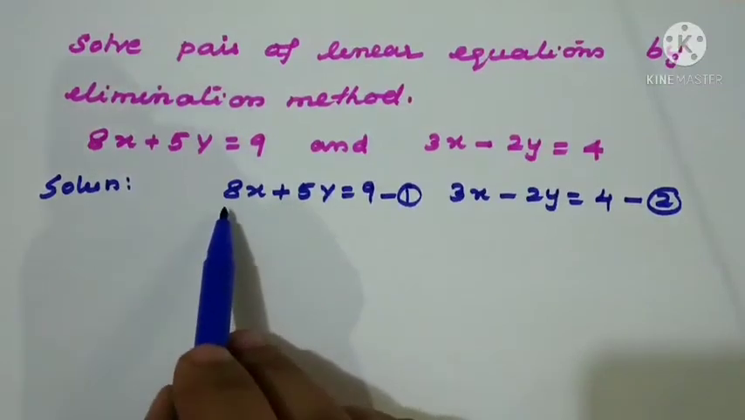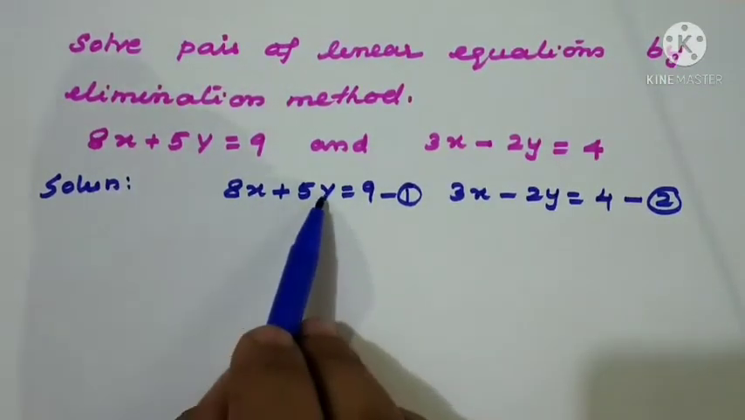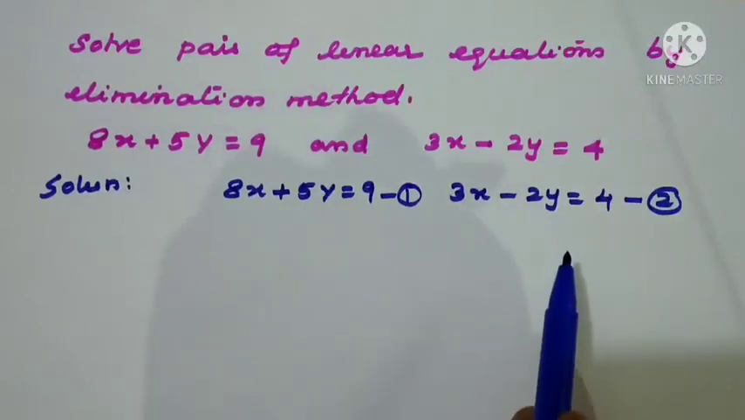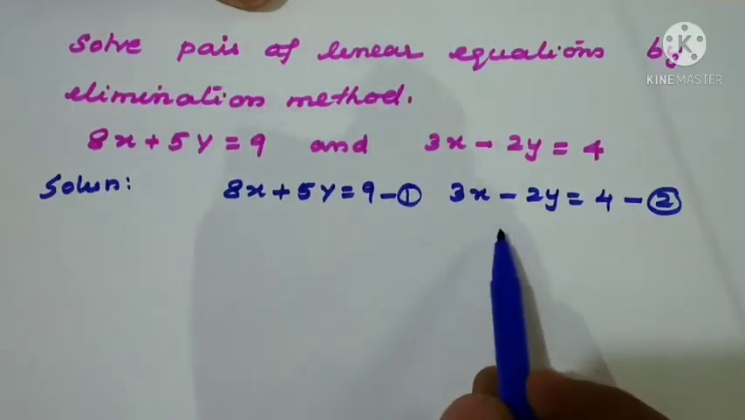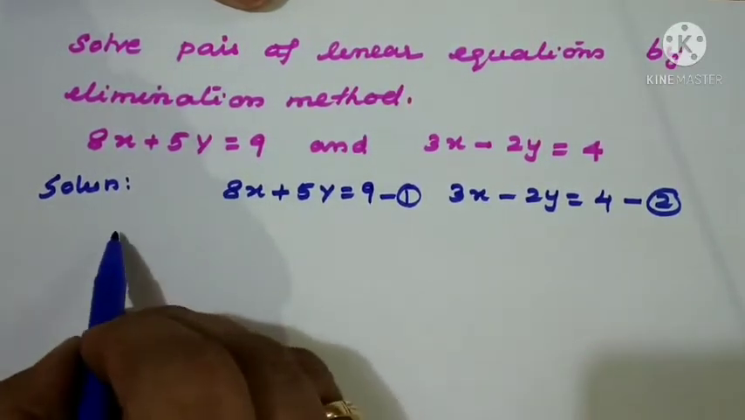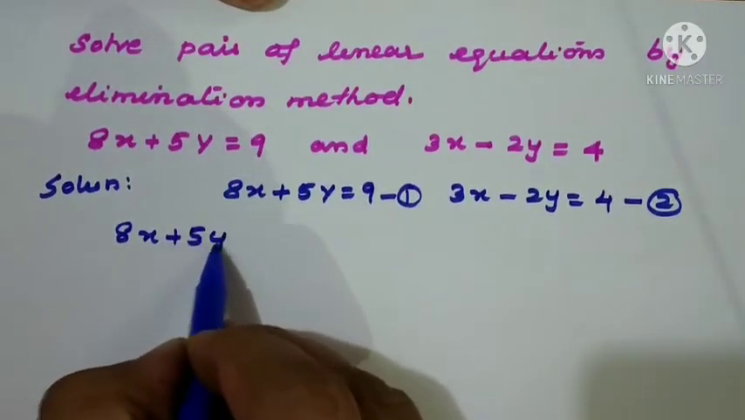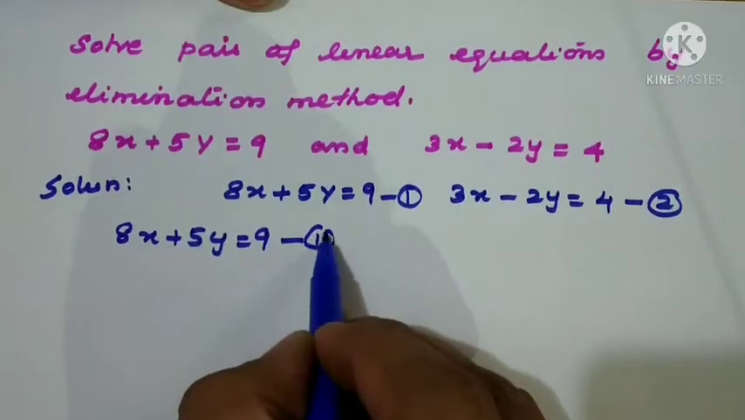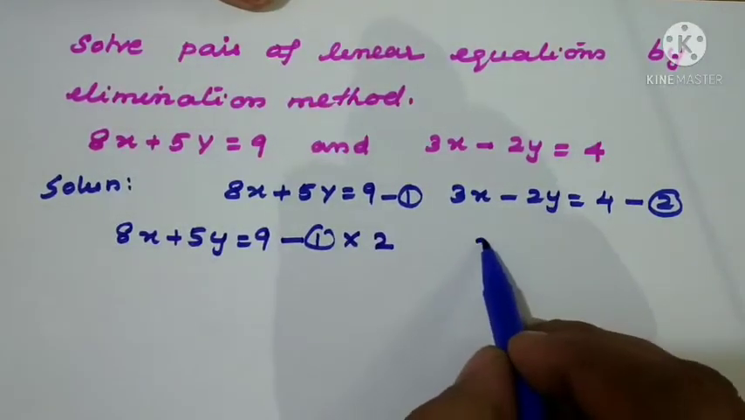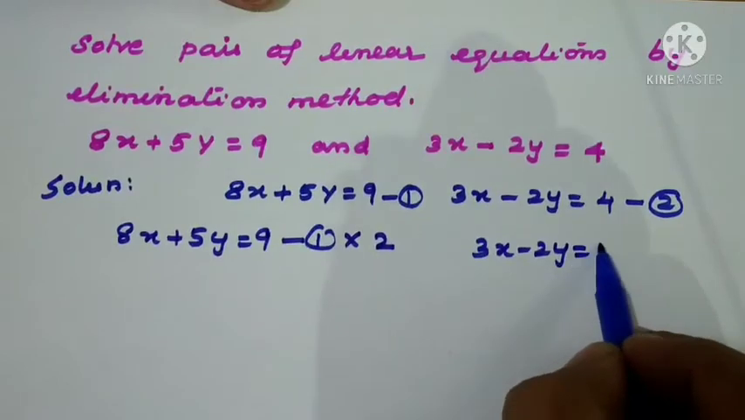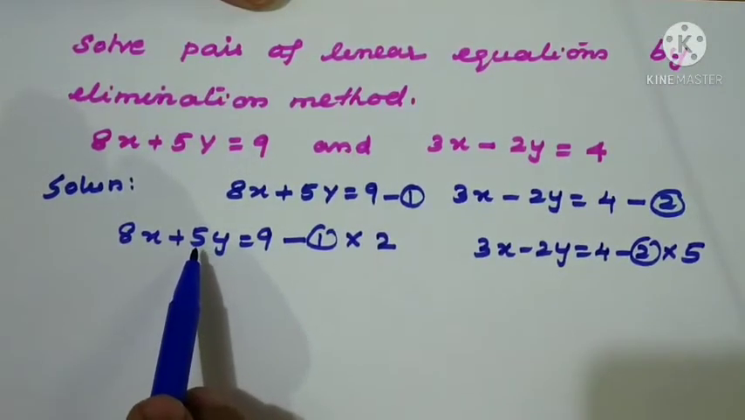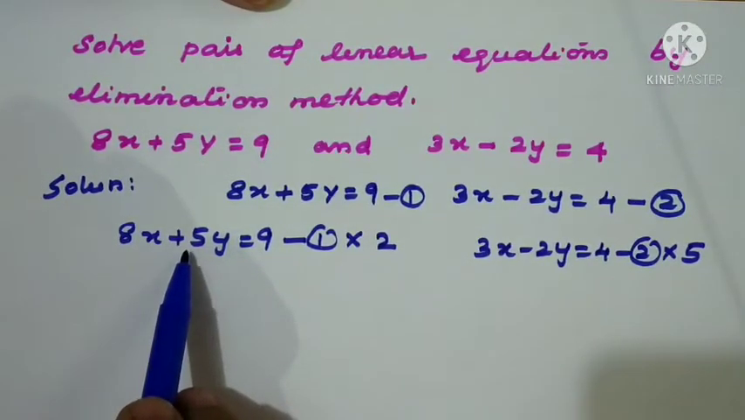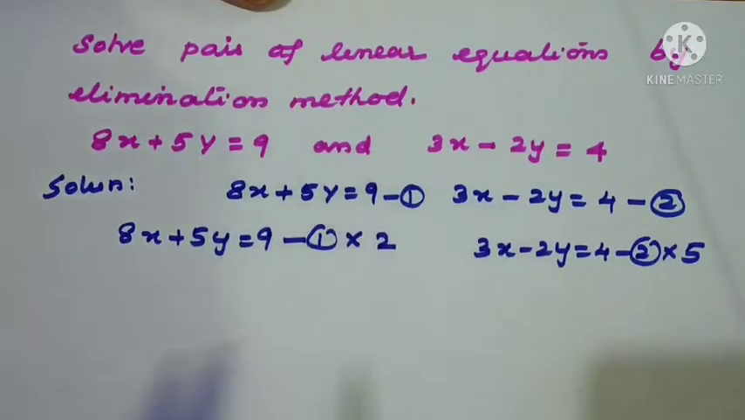Now you see the coefficient of x is 8, and the coefficient of x is 3. Here the coefficient of y is 5, and the coefficient of y is minus 2. So again we have to think about which we want to make equal. So let me take equation 1, that is 8x plus 5y equal to 9, multiplied with 2, and here 3x minus 2y equal to 4, that is equation number 2, is multiplied with 5. Why have I chosen this one? See, here 5 is there, 5 into 2 it is 10, and here 2 is there, 2 into 5 is 10. So the coefficient of y will be equal.